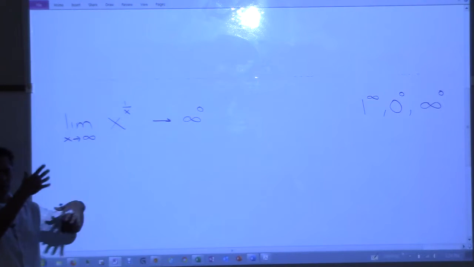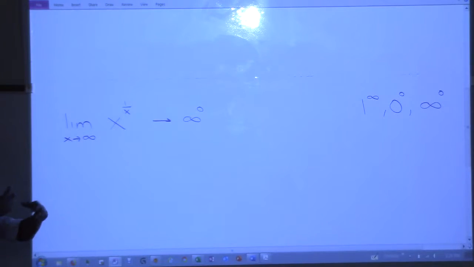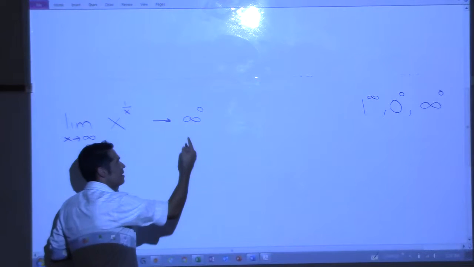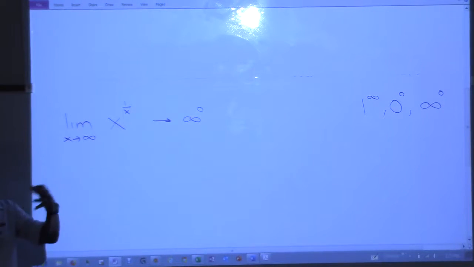And what was the battle that created? What was the issue? It's trying to go to infinity, but it's also trying to go to 1. Anything raised to the 0 should be 1, but then the bases really want to become infinite, so they're fighting each other, right? So let's see if they compromise or if one of them wins over the other one.